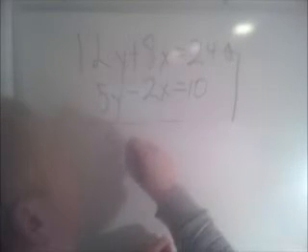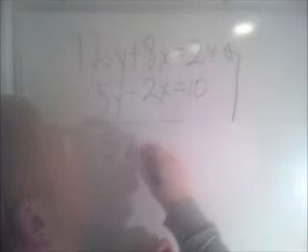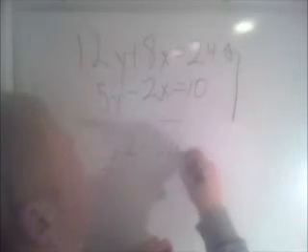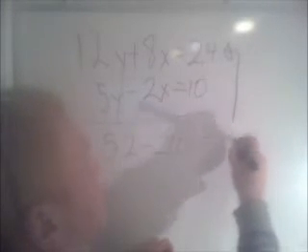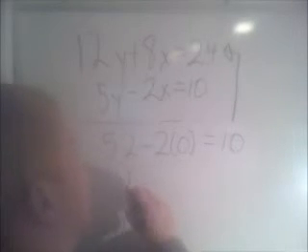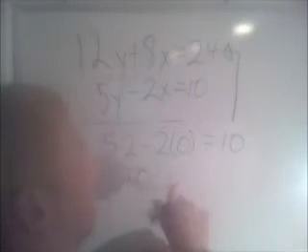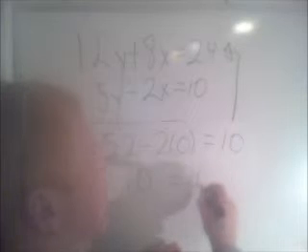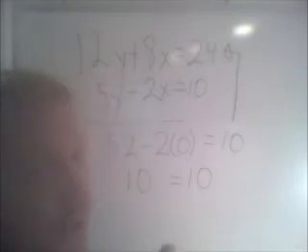We're just substituting into the bottom equation now. 5 times 2, because y equals 2, minus 2 times 0 should equal 10. 5 times 2 is 10. 2 times 0 is 0. So 10 does indeed equal 10.